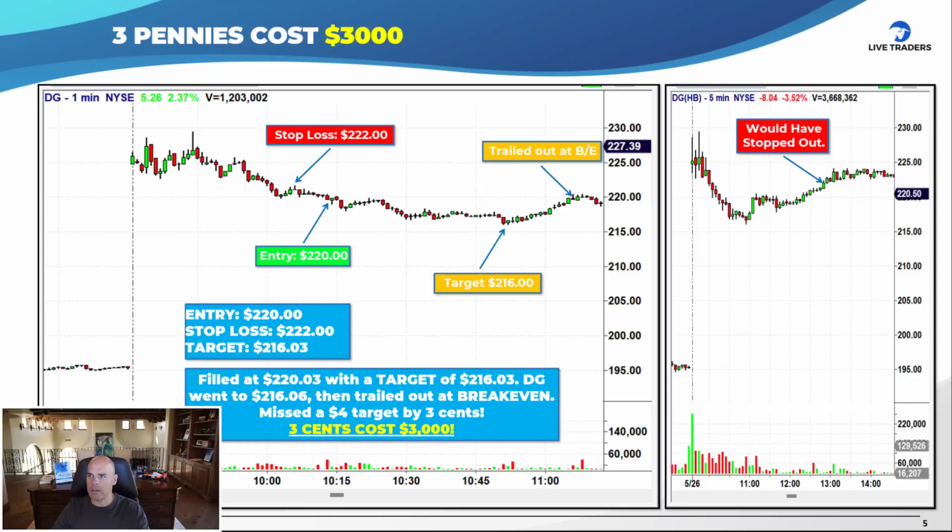These pictures were taken on a different day. This stock was up a lot. You can see the gap. It went from 195 to 225, almost 230. The gap on this thing was like 10 or 15%. It was massive, right? It was a fadeable type of gap.